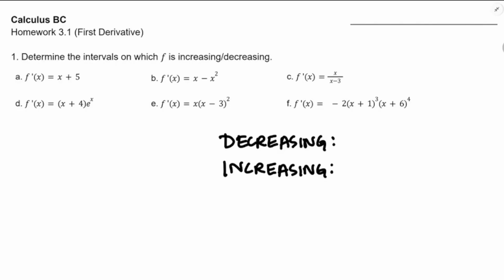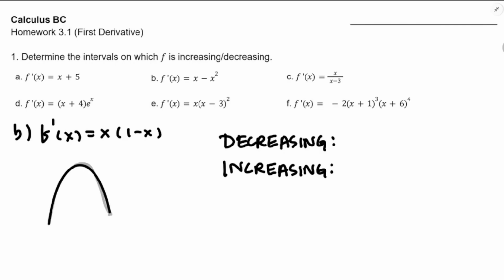Now, b is f prime equals x minus x squared, so we're going to have to do some factoring on that. I'm going to factor out the x and have x times 1 minus x. And I know that x minus x squared is a second degree polynomial with a negative leading coefficient, so its graph is going to kind of look like that. And I see from the factored form it's got two different zeros: x equals 0 and x equals 1.